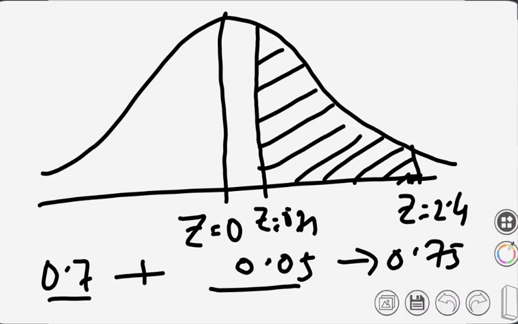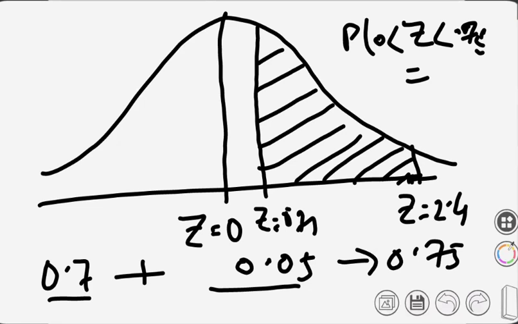So this area is how much? The probability of Z lying between 0 and 0.75 is how much? It is 0.2734, isn't it? 0.2734, okay?